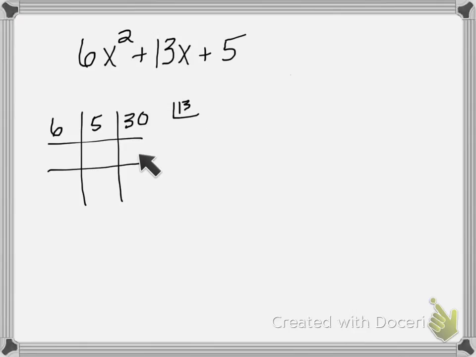So for these two boxes on the side, I have to find two numbers that multiply to get 30 and add to get 13. So two numbers that multiply to get 30 and add to get 13. That's going to be 3 and 10. And also remember, it doesn't matter if I put the 3 on top or the 10 on top, okay, because it's all going to work out the same.